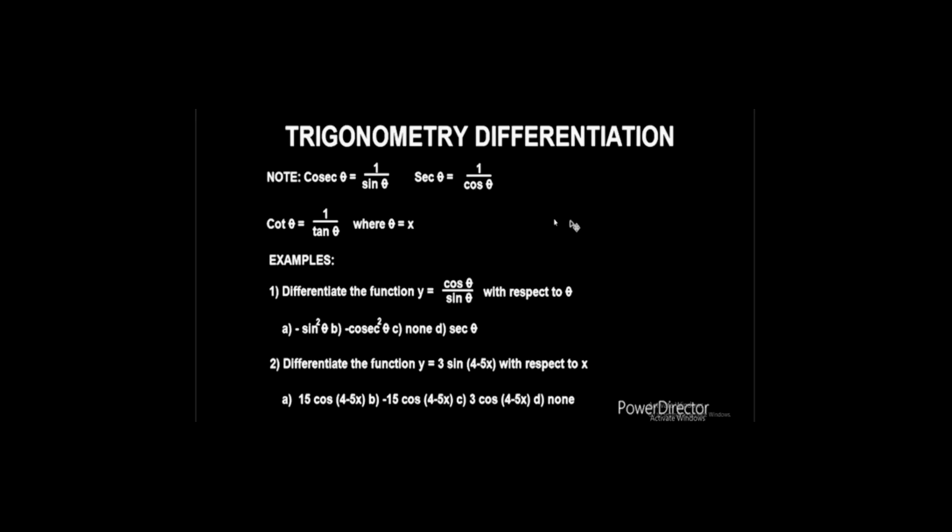Alright, so before we bring the calculator, let's quickly look at the questions we are going to use to practice with. Alright, so question 1 says differentiate the function y equals cos theta over sin theta with respect to theta. These are the options. Question 2, differentiate the function y equals 3 sine in bracket 4 minus 5x with respect to x, and these are the options. Alright guys, very simple questions. Now let's get the TI-84 plus scientific calculator and go into the details.